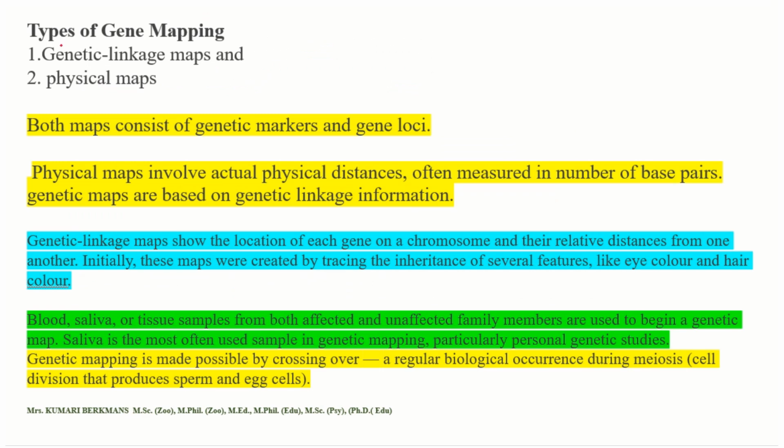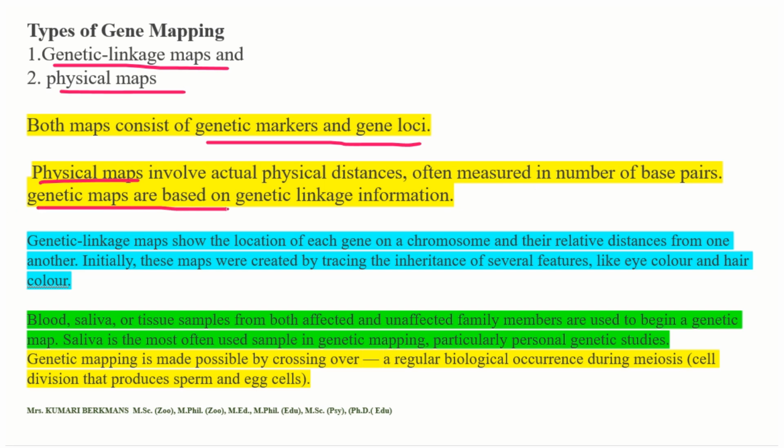Types of gene mapping. There are two types of gene mapping: one is genetic linkage maps and the next one is physical maps. Both maps consist of genetic markers and gene loci. Let us see what a physical map is. This involves actual physical distance, often measured in number of base pairs.